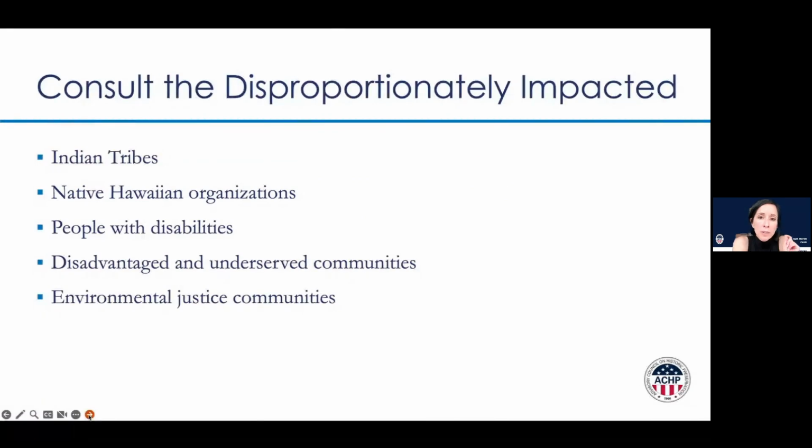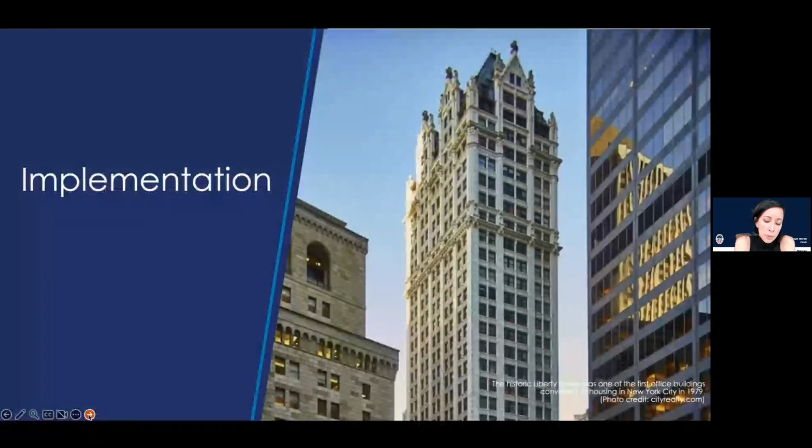In that process, of course, we have to continue to consult with those who have been disproportionately impacted by the variety of social and economic conditions that have led to inequality and lack of access in public decision-making. So that could be tribes, Native Hawaiian organizations, people with disabilities, disadvantaged and underserved communities, and what we have defined as environmental justice communities, which CEQ and the White House has defined.